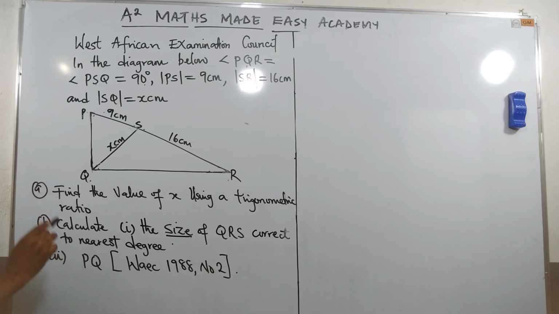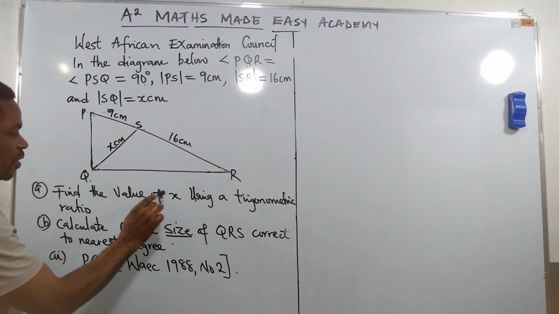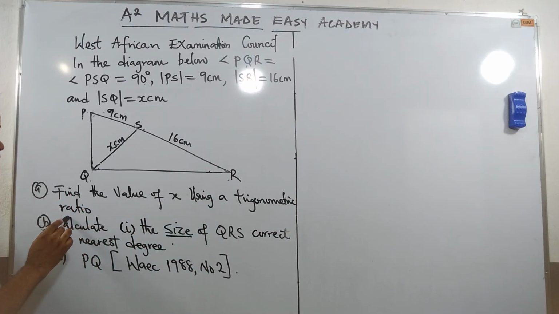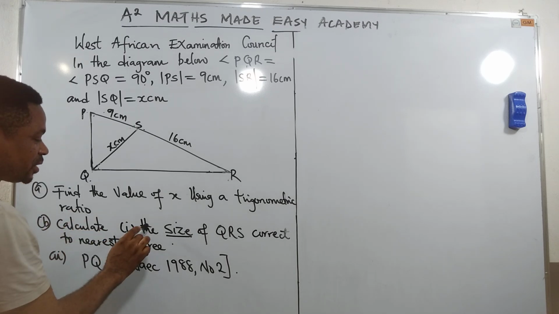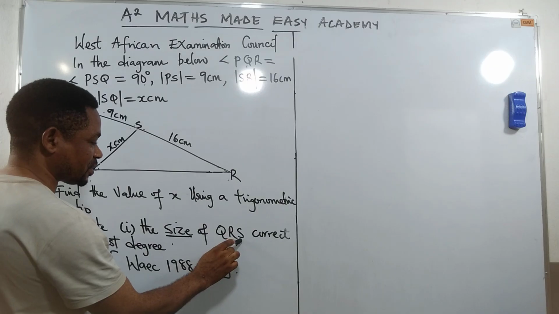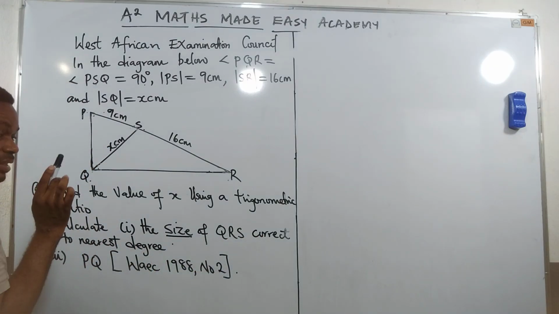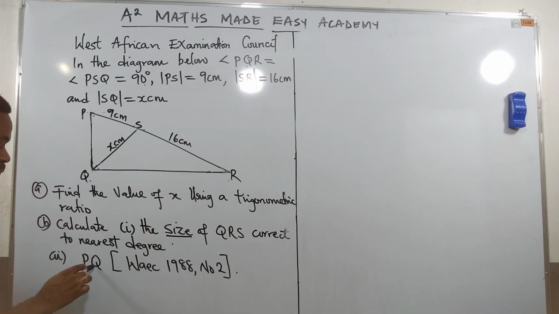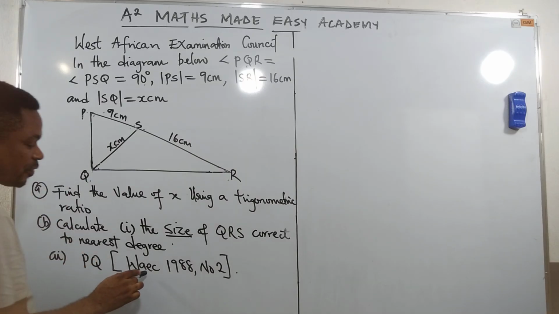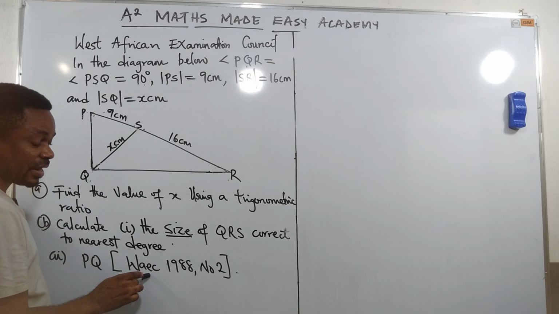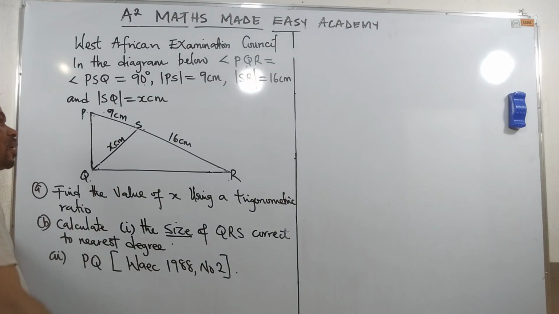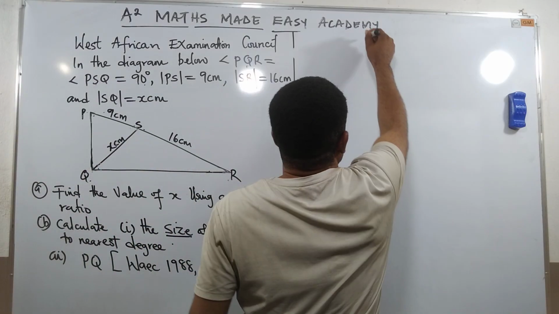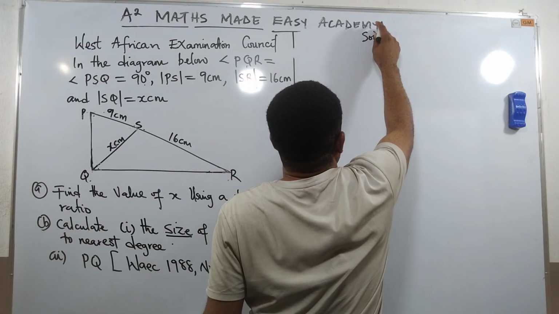Now, can we look at what the question is all about? Question A says, find the value of x using a trigonometric ratio. Then number 2, calculate (i) the size of angle QPX, correct to the nearest degree, then (ii) PQ. This question is coming from WAEC, West African Examination Council, 1988, question number 2. The first thing is to write solution.